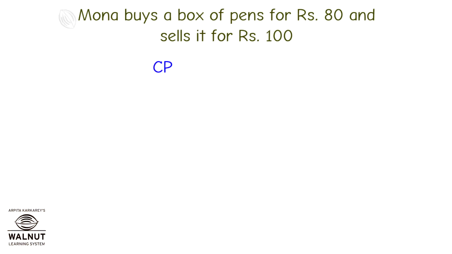Again, we'll make two columns. Write CP in one and profit in the other. Then put the values below CP and profit. For rupees 80 CP, profit is rupees 20. For rupees 100 CP, what is the profit?